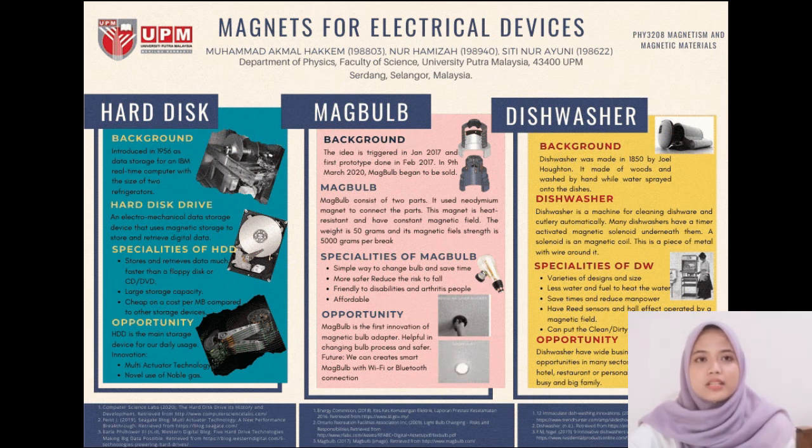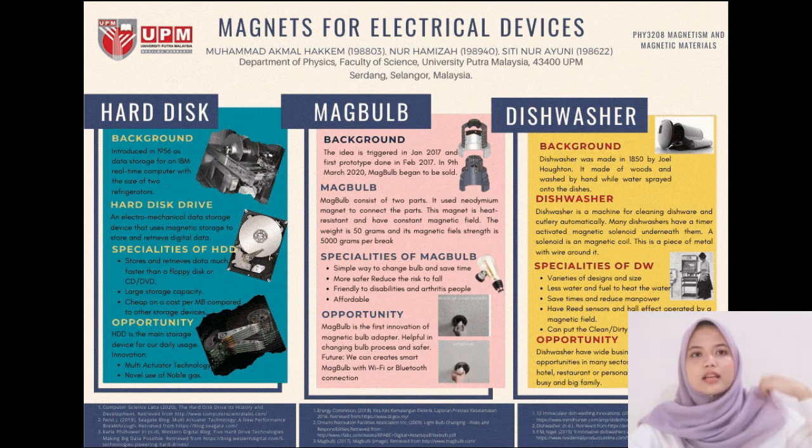The weight of the MacBulb is 50 grams and the magnetic field strength is 5,000 grams per break, and it is 100 times the weight of the bulb. This is completely sufficient to hold the bulb. MacBulb is made of fireproof non-combustible plastic and is compatible with all E26 and E27 bulbs and sockets, which is a standard medium size for the bulbs and screw base bulb.